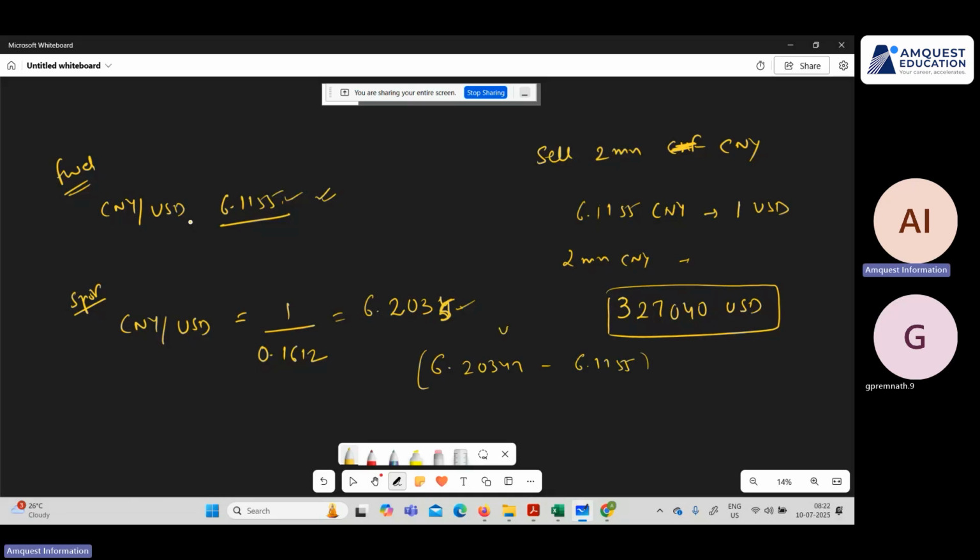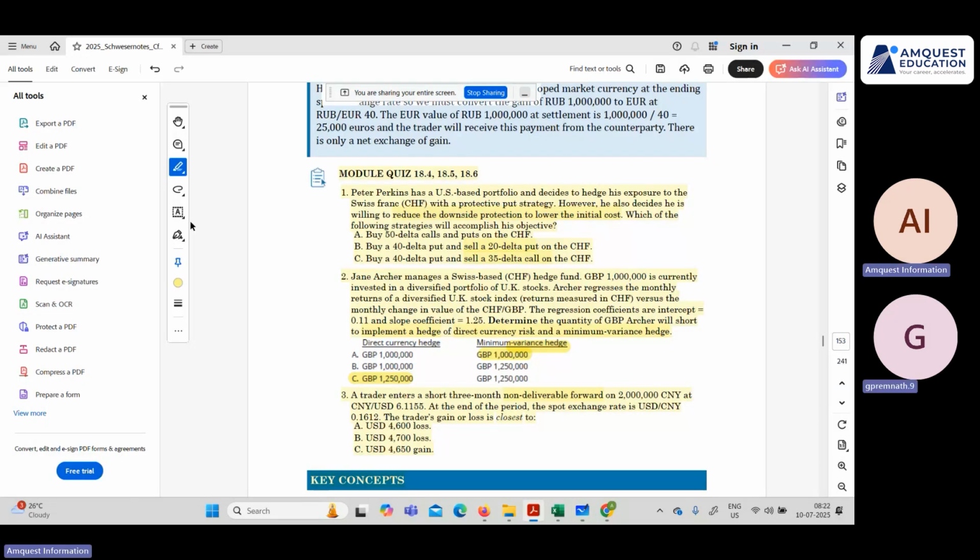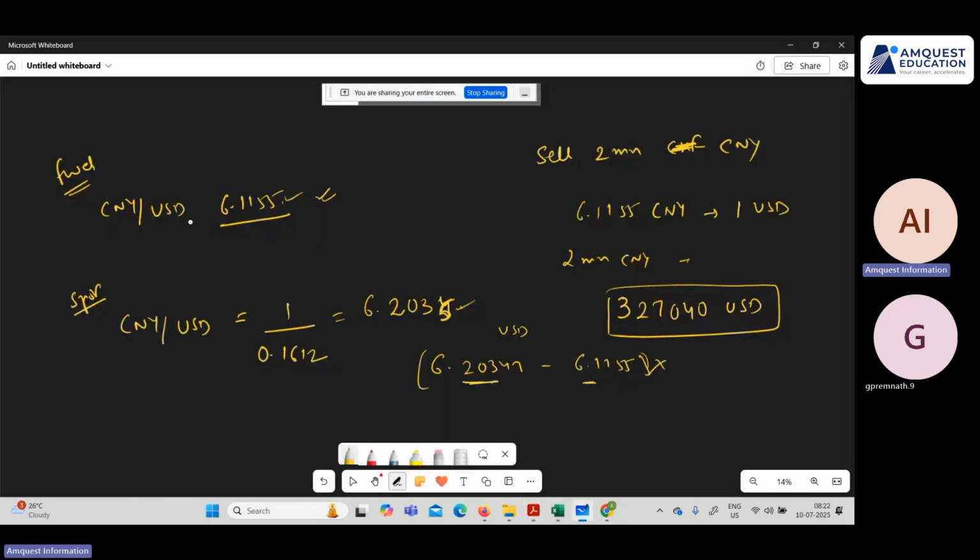Why 2 million? This is the rate in CNY by USD, so how can you multiply by 2? Is it 2 million USD? No, it is 2 million CNY. So we'll have to multiply it with 327040. How much would that value be? I'm getting some absurd number. I'm getting like some 28,780.